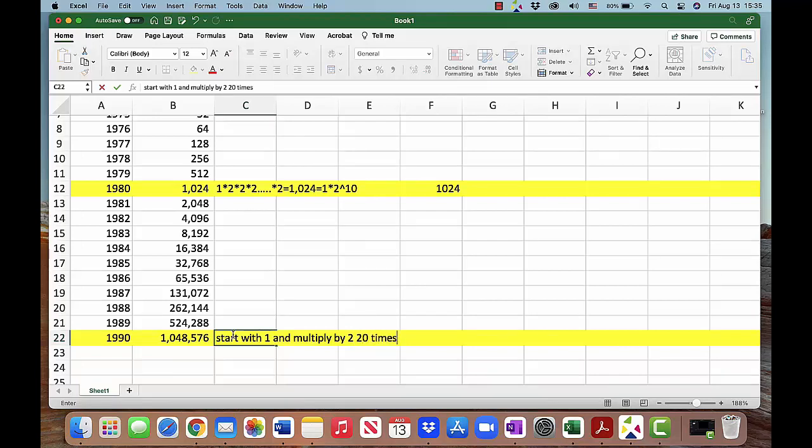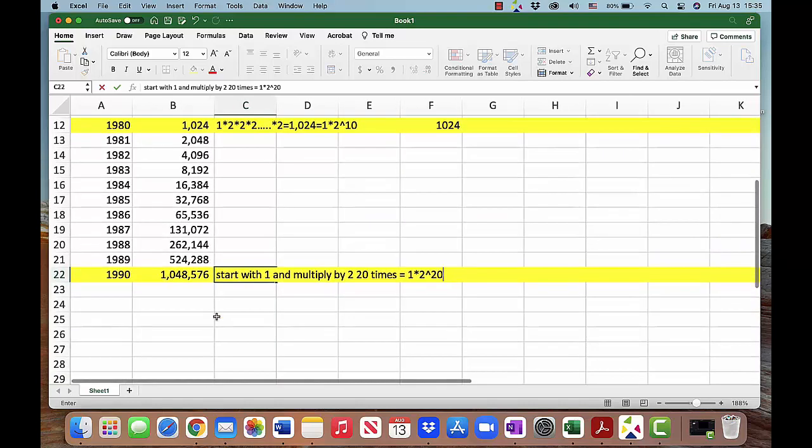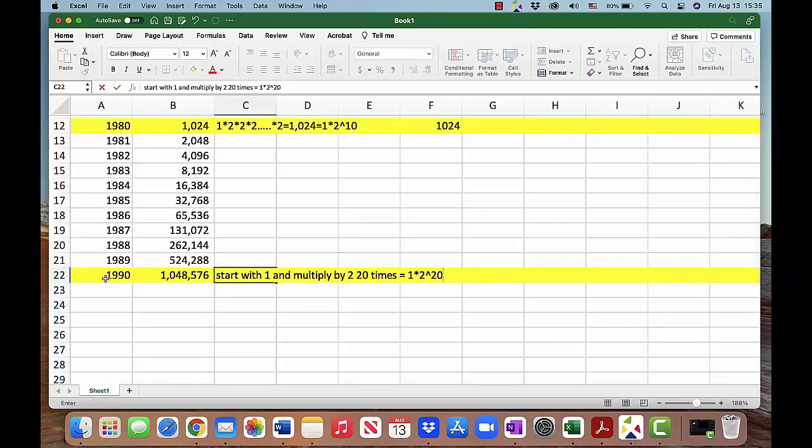Because we're starting all the way from the beginning. Right? I want to start with the beginning and then go all the way to 1990. Well, that can be computed with one operation, which is 1 times 2 to the power of 20. And that will be 1,048,576.